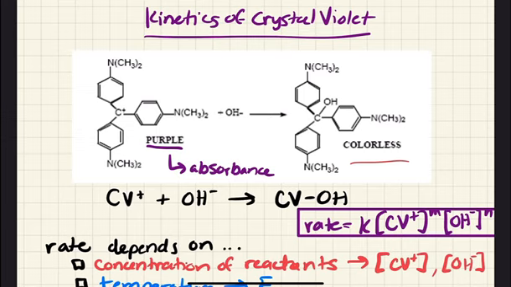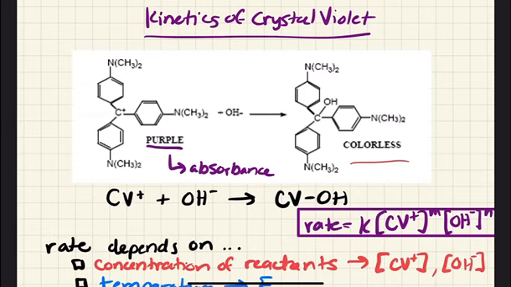But initially, when the dye is unreacted, we can measure the amount of dye in solution based on the absorbance of light within the visible region at lambda max, and that will determine what that lambda max is. We see a purple color, and over time it becomes a colorless solution, and so the absorbance will be decreasing.